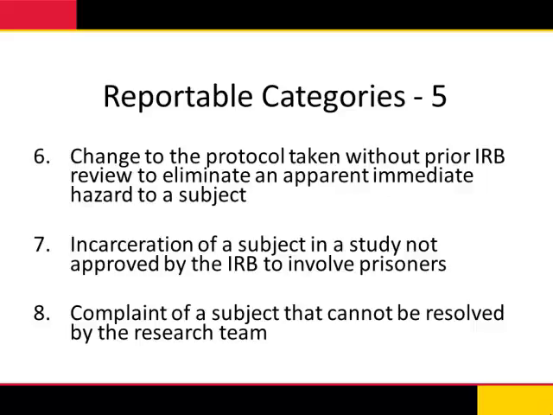What that means is, say a participant's coming in for a study visit, and they show up and they complain that they're having chest pain. The investigator may make a change to the protocol, and they may say, you need to go see a cardiologist, you need to have a CAT scan, you need to have an MRI. Something additional is being done to eliminate an immediate apparent hazard to a subject. It could be that more blood has to be drawn, additional blood work has to be done, additional testing has to be done. That's being done to eliminate an immediate apparent hazard to a subject.